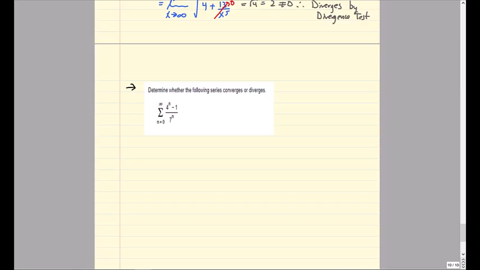This is not a p-series. I don't know how to integrate a to the u. I could go back and figure that out. But you know what this is? If I rewrite this, these are geometric series. So I could split this up into two separate geometric series.